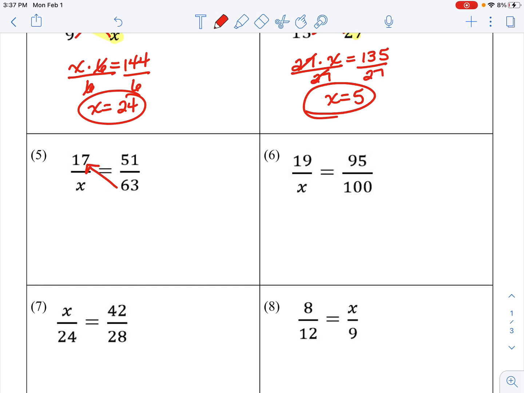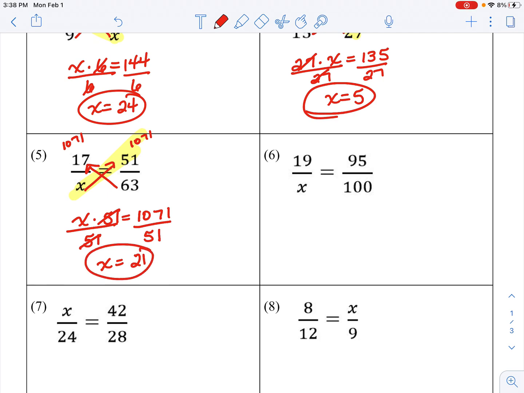63 times 17 is 1,071. So x times 51 has to equal 1,071. And again, that's where I got that equation. Instead of multiplying by 51, I'm going to do the opposite and divide by 51. Whatever I do to one side of the equation, I have to do the other side. 1,071 divided by 51 is 21. So my missing number would be 21. 21 would go right there.